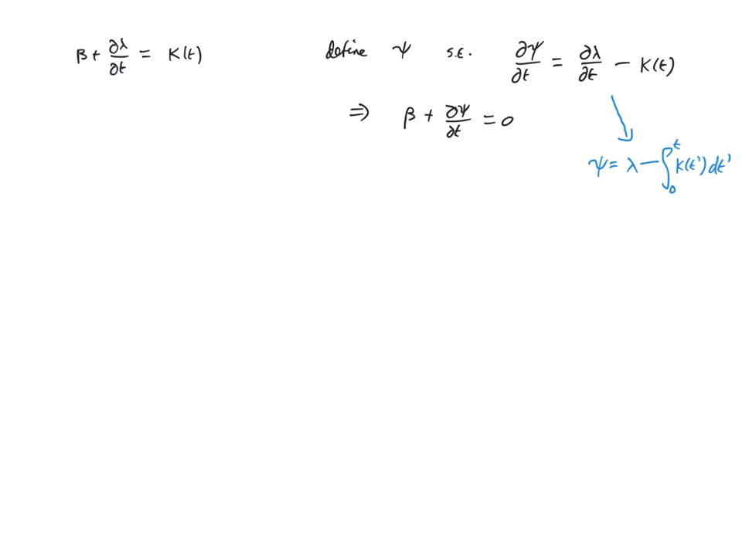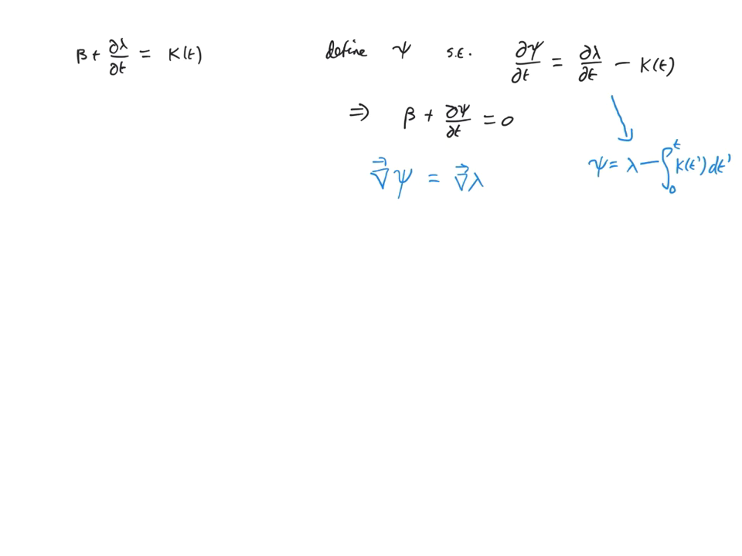And one other thing to note is that if we take the gradient of psi from the definition there, this is equal to the gradient of lambda, and we don't need to include any extra piece because, of course, the whole point is that the gradient contains spatial derivatives and our function k of t only depends on time. So the gradient of psi is actually equal to the gradient of lambda.